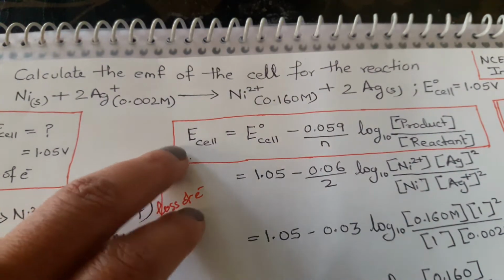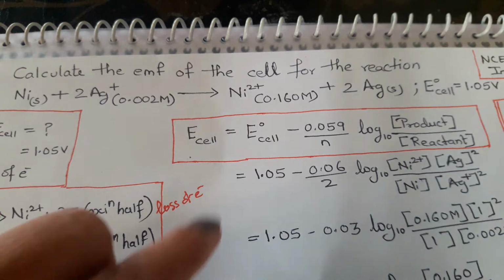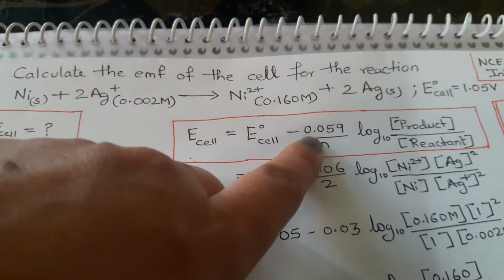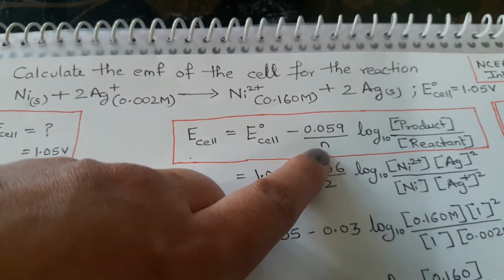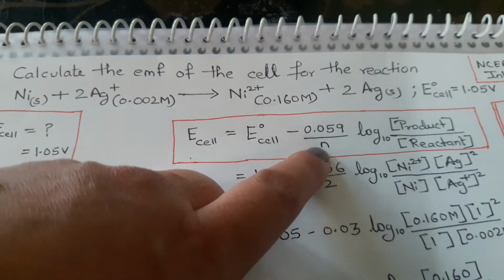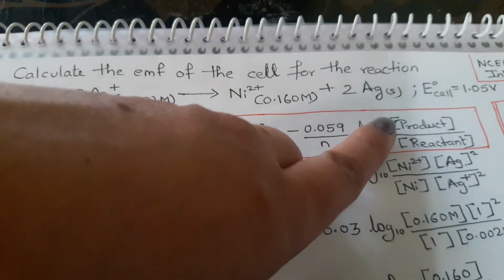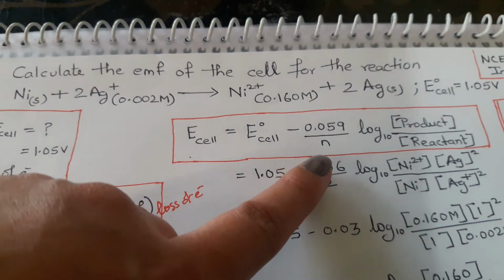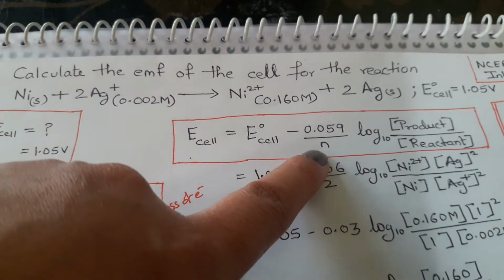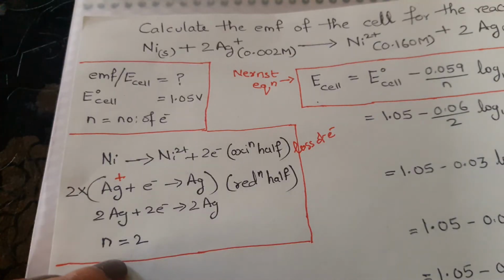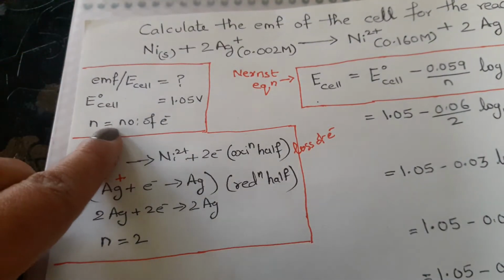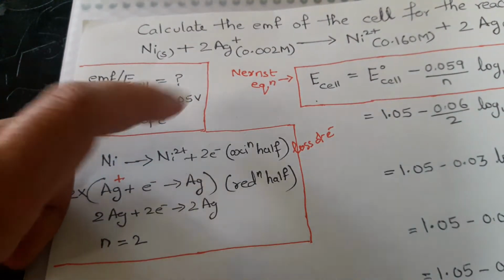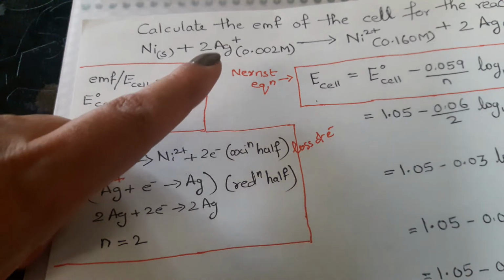To solve this, we have to use the Nernst equation, that is E cell is equal to E naught cell minus 0.059 upon n, where n is the number of electrons, into log of concentration of product upon concentration of reactant. Now let's see how to find the value of n. To calculate the number of electrons, we have to find out which is going to represent the oxidation half and which one in that reaction is going to represent the reduction half.